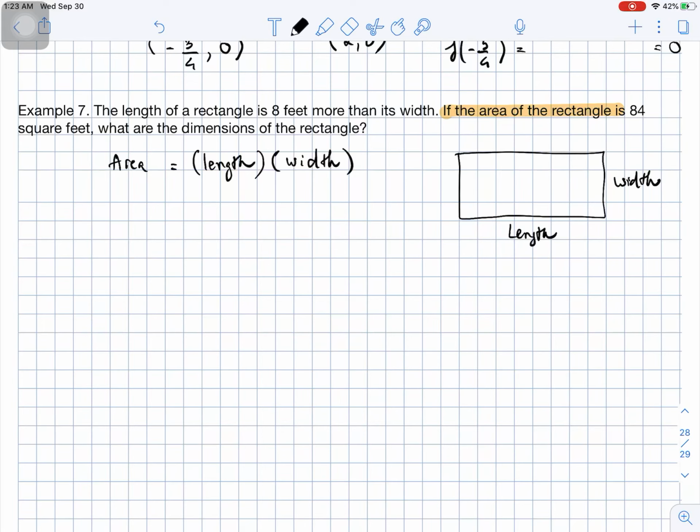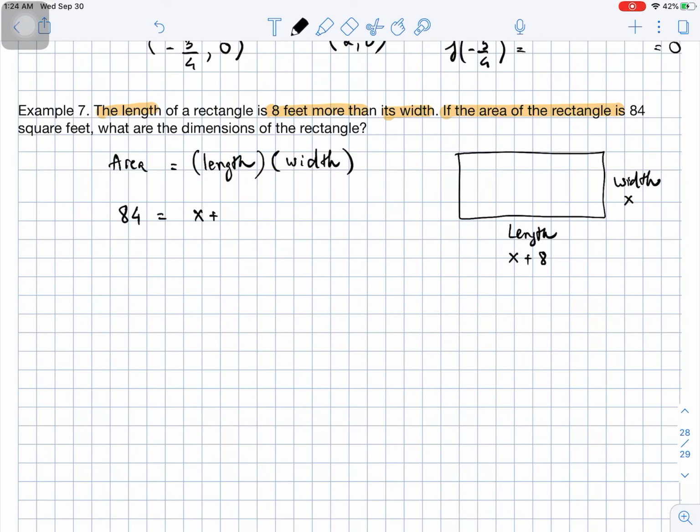Here is the picture of the rectangle. So you have length and the width. And also in the problem, they mention that the length is 8 feet more than the width. The information that we know about the width is very little. About the length, we know that the length is 8 feet more. When we assign the variable, we will assign it for the one we know the least information about. We will assign x for the width, and the length is 8 feet more.